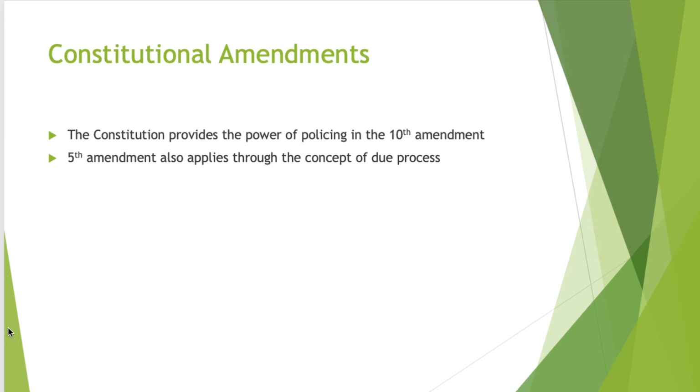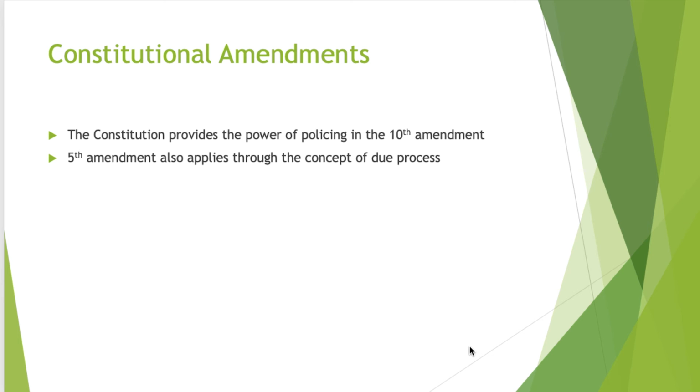So it's important to go over the constitutional amendments that apply to the policing aspect that we just mentioned. There are several amendments that provide these policing powers, and that's where they derive their power from. The Constitution provides that power through the 10th Amendment as well as the 5th Amendment for the concept of due process. And specifically with the 5th Amendment, government can use eminent domain to take property away based on public interest.